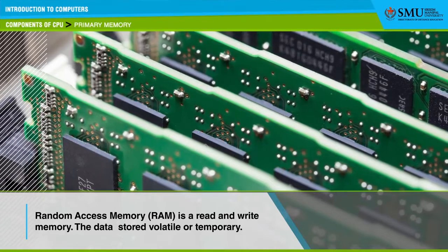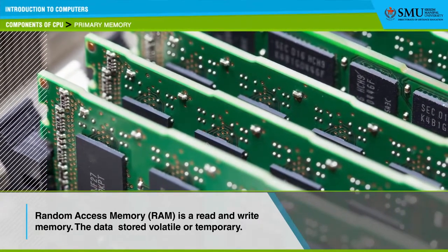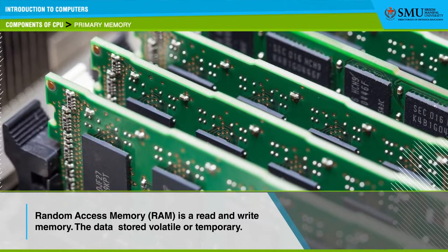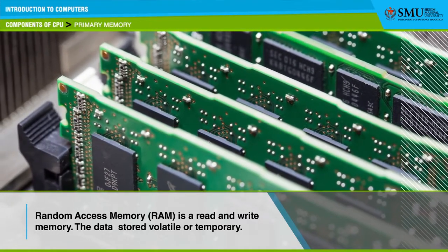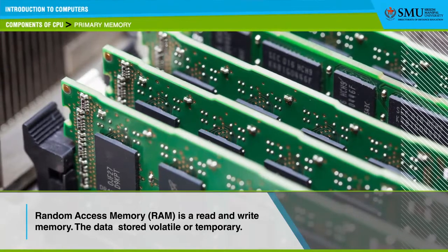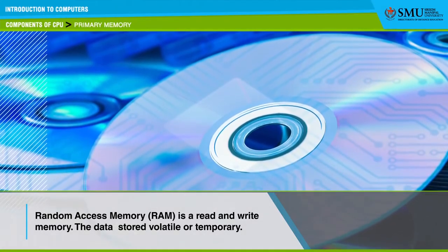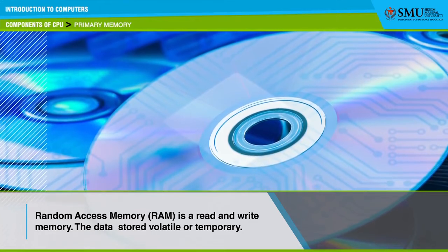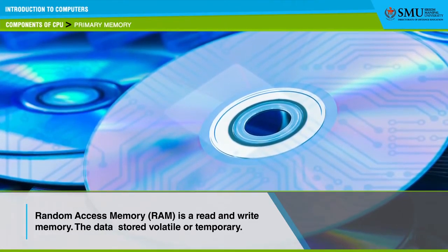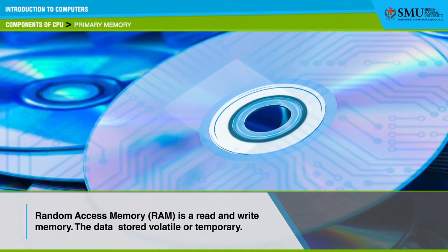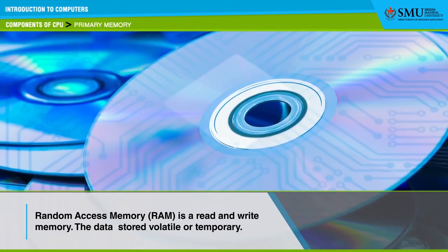Now let's discuss the kinds of primary memory. Different kinds of primary memory are random access memory and read-only memory. Random access memory, or RAM, is a read and write memory. The data is volatile or temporary. That is, whenever the power is switched off, the contents of RAM are lost. Read-only memory is a read-only memory. One cannot write anything into it and the data is permanent. The manufacturer writes the data.